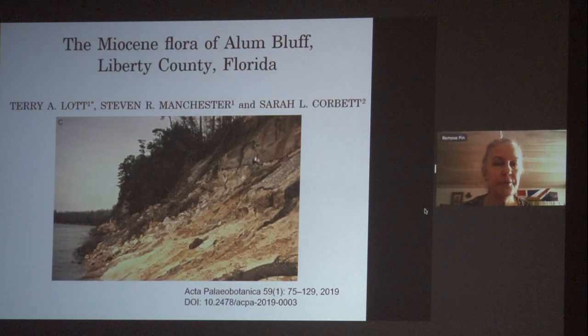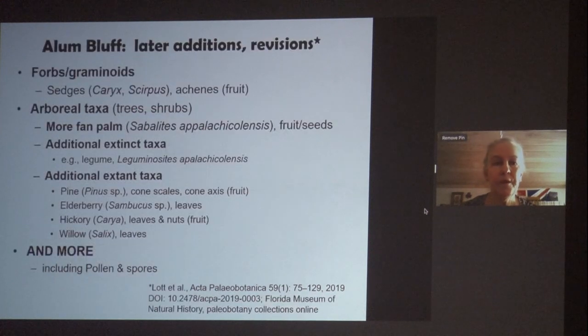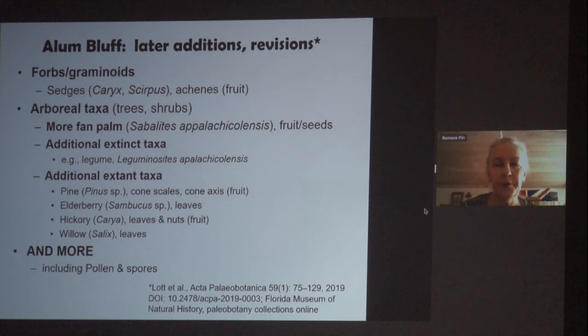Since the time of Berry, then, the Florida Museum of Natural History's paleobotanical program has been involved in new collections and revisions and better understanding of the Alum Bluff flora. And so they have described an herbaceous component in the form of 2 genera of sedges, also an arboreal component, including more evidence for the fan palm, additional extinct taxa, and additional extant taxa. So this lower set, pine, elderberry, hickory, and willow, starts to be kind of familiar with what we may understand of things today.